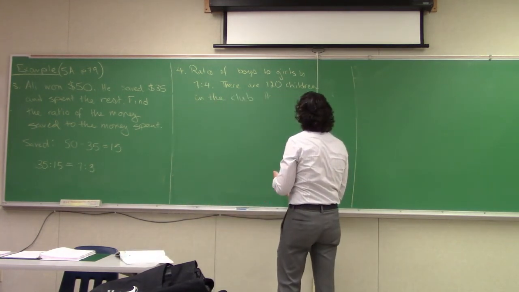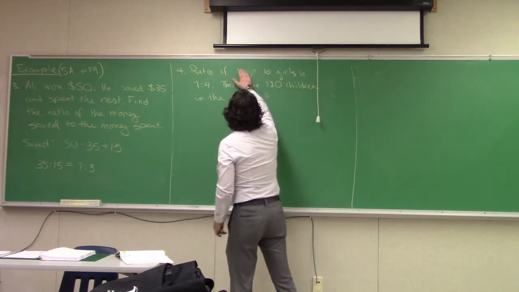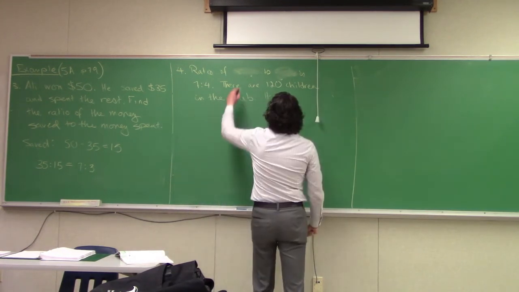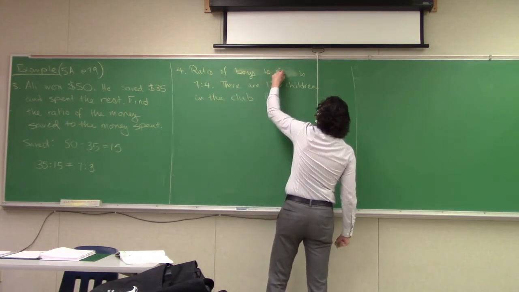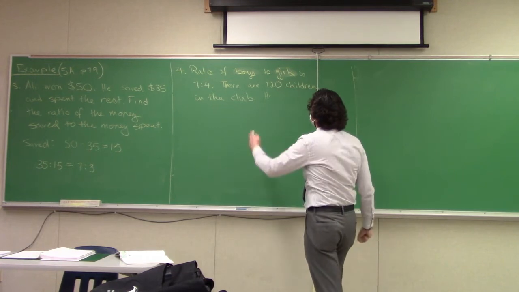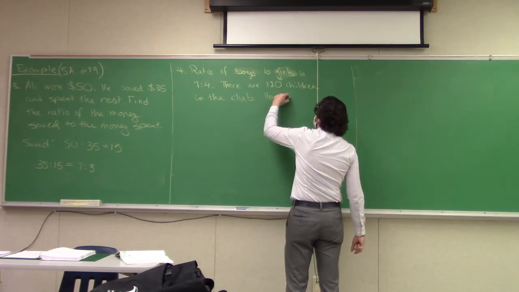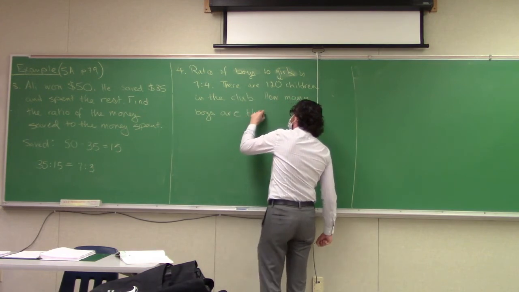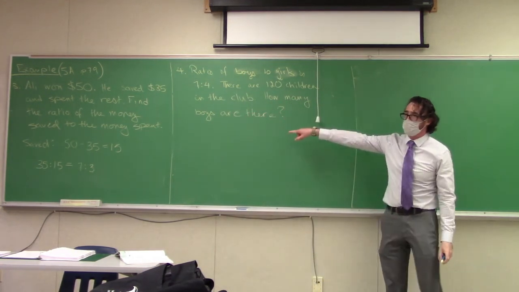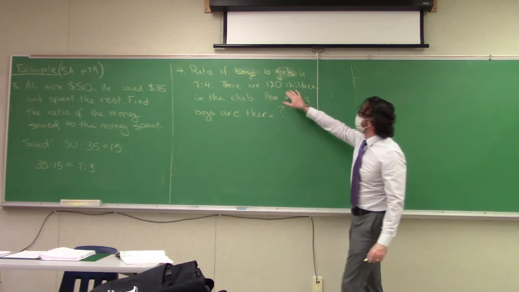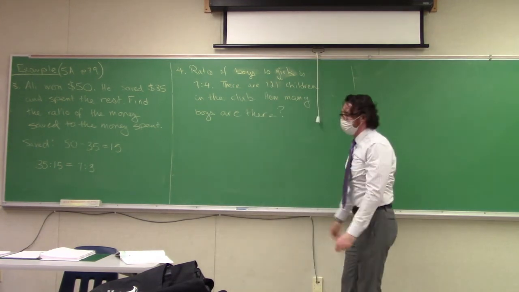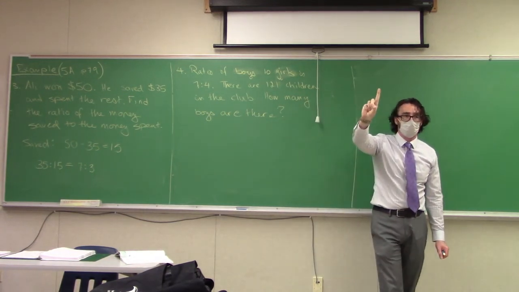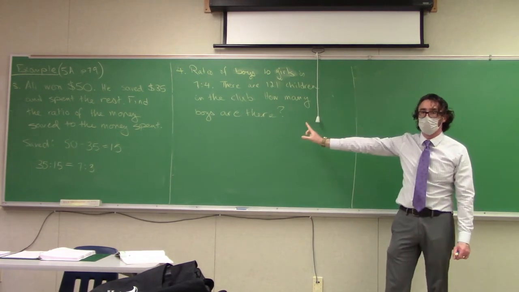Number 4 says the ratio of boys to girls is 7 to 4. There are 121 children in the club. How many boys are there? Draw a bar diagram for this. One single diagram, one single bar. Don't draw 2 bars. I think it'll be easier if you draw one single bar.